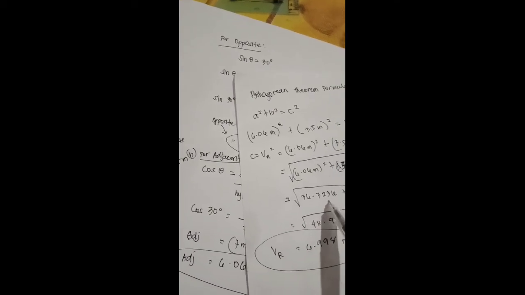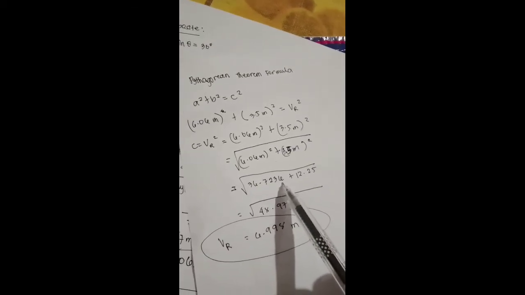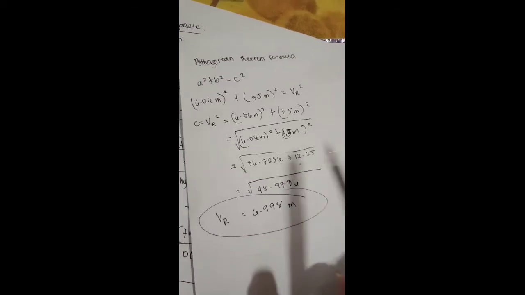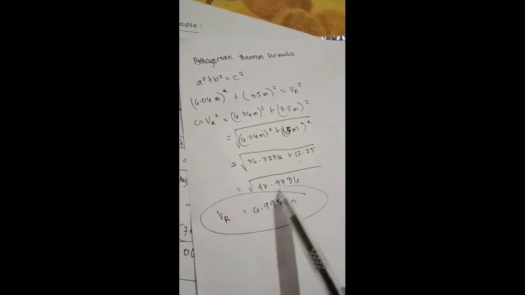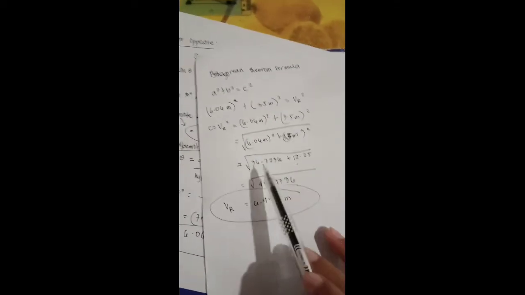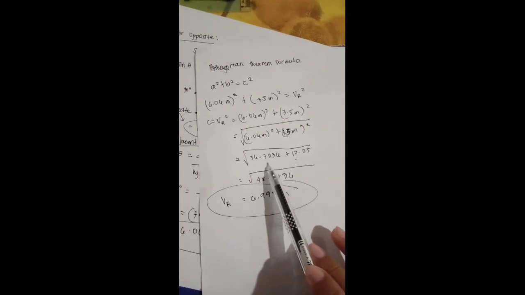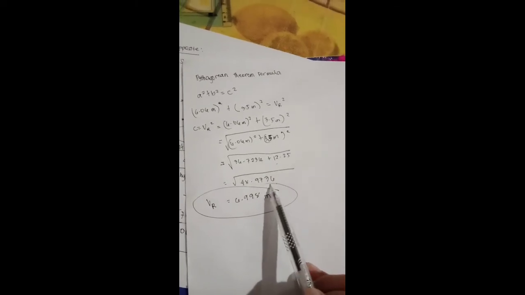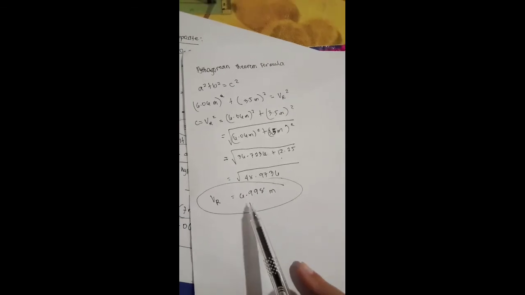Transferring it here, the 6.06 meters squared is equal to 36.7236, plus the 3.5 meters squared, which is equal to 12.25. If we add these, the result will be 48.9730. Again, the video just stopped, so let's continue. 36.7236 plus 12.25 is 48.97336, and the square root of that is 6.998 meters. That was our vector resultant.